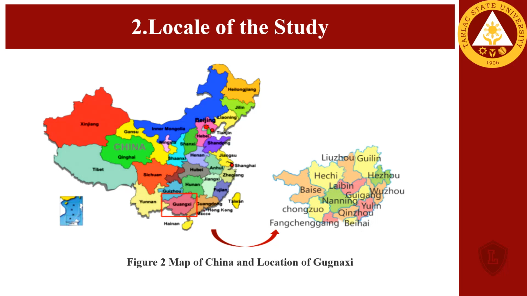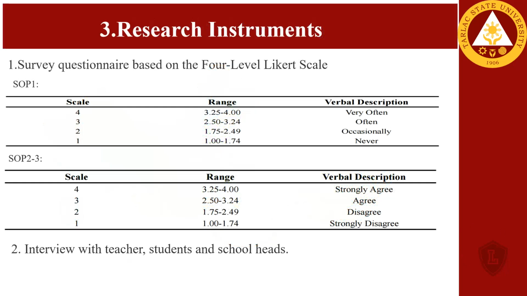Next part is about the locale of the study. The research study was conducted in 10 selected senior high schools in Guangxi province, as shown in Figure 2. Next part is about the research instrument. The main research instruments were the questionnaire and interview. The validation and reliability of the study were assessed through the statistical software SPSS and 5 capable experts.